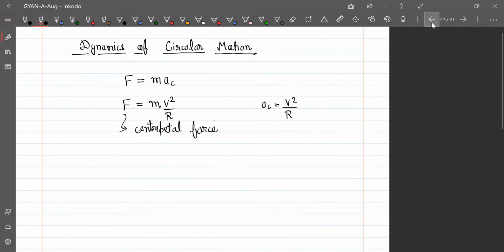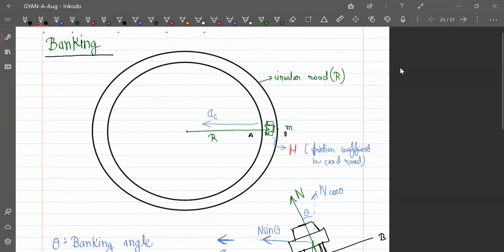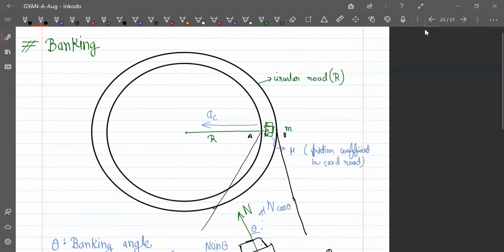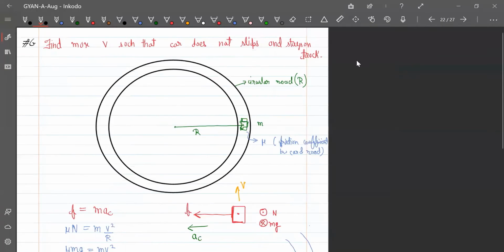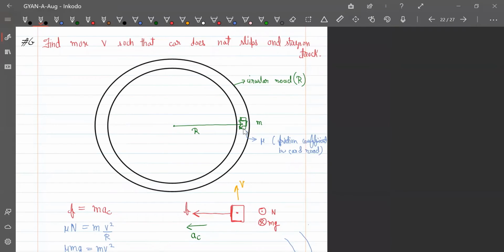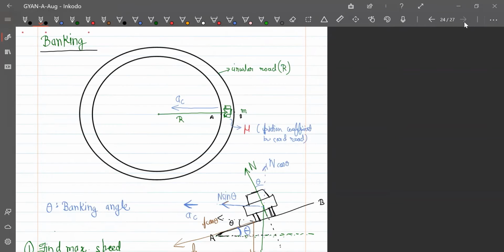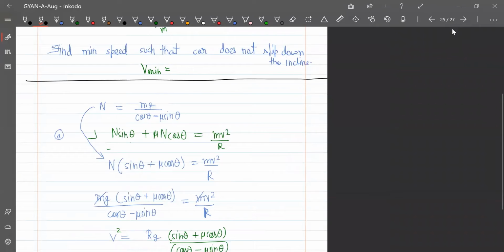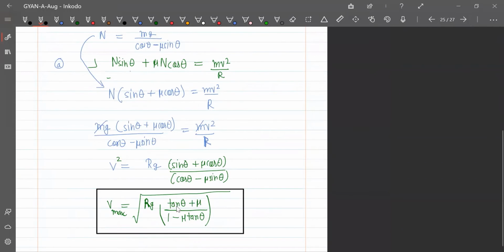So last time we already saw an application of this, and that was banking of road. And before banking, whenever an object goes in circular motion, we need a net force which is towards the center. So if you have solved this, you must be getting answer just the plus and minus sign are reversed. If minus will be in the numerator and plus sign will be in the denominator. That is for the case of minimum friction.